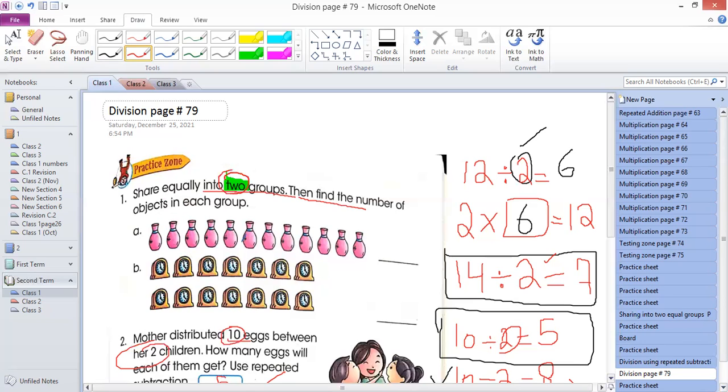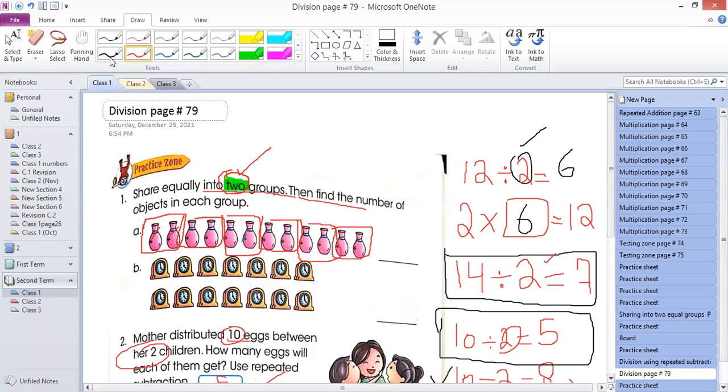Let's suppose we are going to make 2 equal groups. What I will do is count 2 and make one group. So actually I am going to make groups of 2 because we are dividing by 2. 1, 2, 1, 2, 1, 2, 1, 2, 1, 2, and 1, 2.